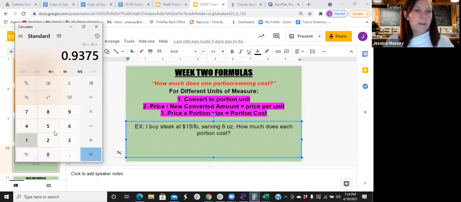Okay, so now we would multiply it by 6 because we have 6 ounces. This is 1 ounce. We want to see what 6 is. So you multiply it by 6 and we get 5.625. This is where you would round. 5 is a mean number, so that moves to a 3. So it'd be 5.63.